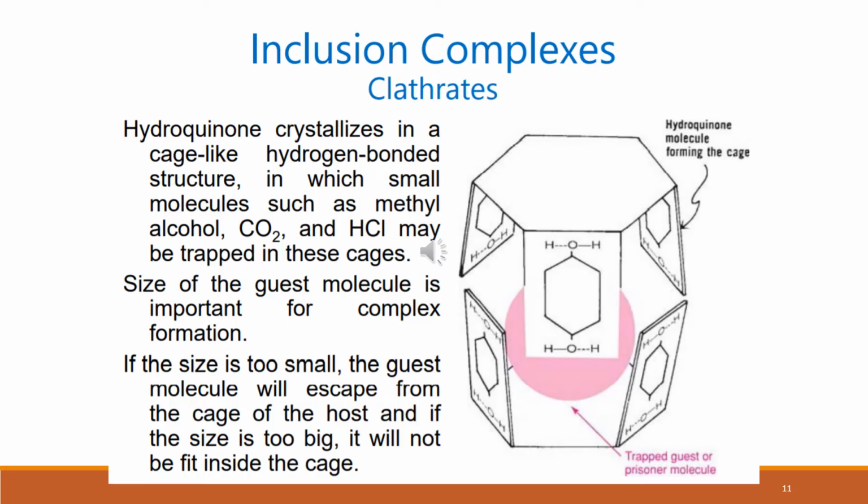Example of a clathrate: hydroquinone crystallizes in a cage-like hydrogen-bonded structure in which small molecules such as methyl alcohol, carbon dioxide, and hydrochloric acid may be trapped in these cages. The size of the guest molecule is important for complex formation. If the size is too small, the guest molecule will escape from the cage of the host, and if the size is too big, it will not fit inside the cage.